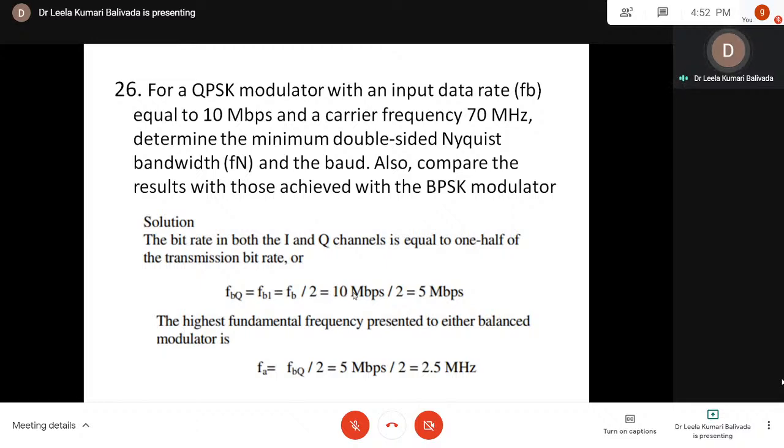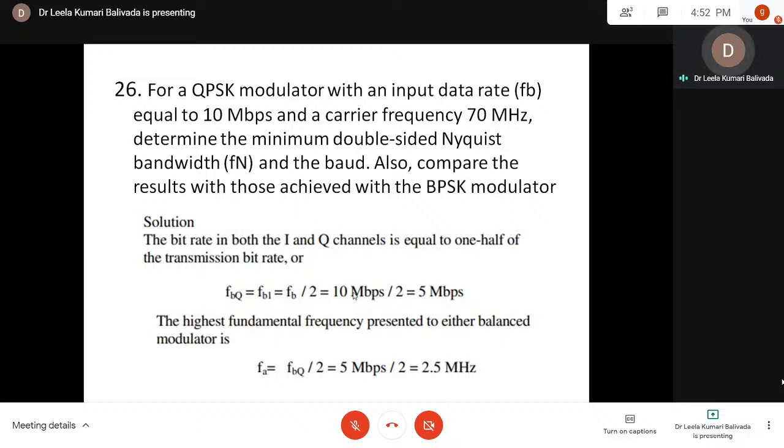For a QPSK modulator with an input data rate FB equal to 10 Mbps and a carrier frequency of 70 MHz, determine the minimum double-side Nyquist bandwidth Fn and the baud. Also compare the results with those achieved with the BPSK modulator.